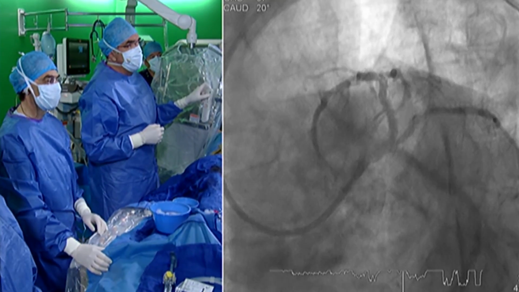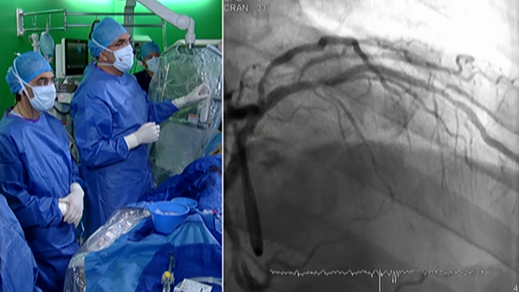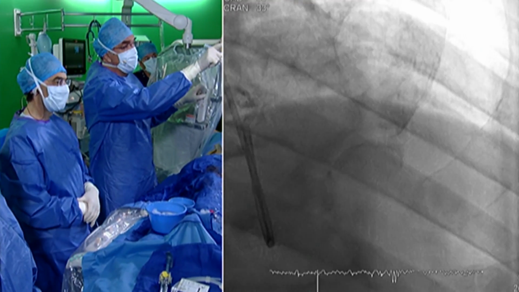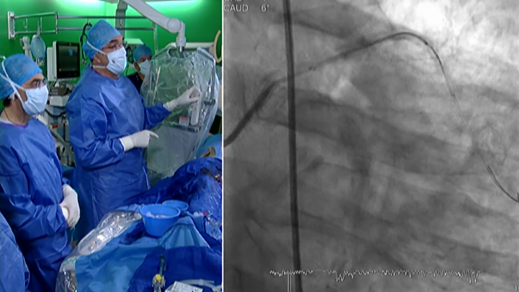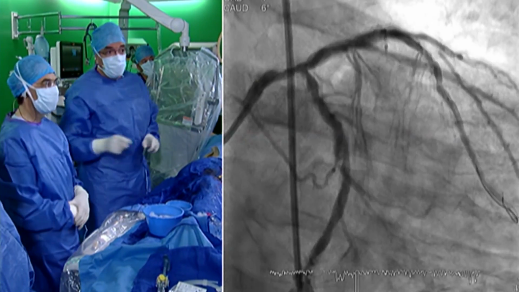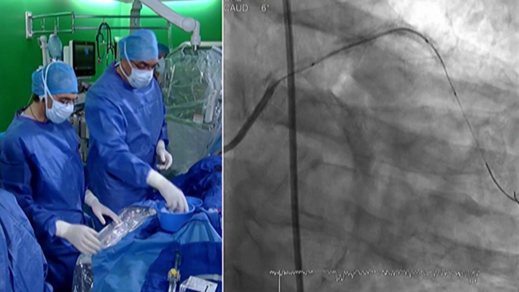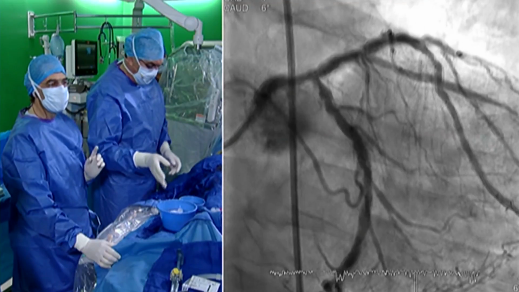You could see the ramus branch, which is severely diseased, and in this view the proximal LAD, which is calcified, with a lesion proximal to the stent at the origin of the septal branches. So we did OCT, and Giulio, you can tell us what you have seen before starting the PCI.